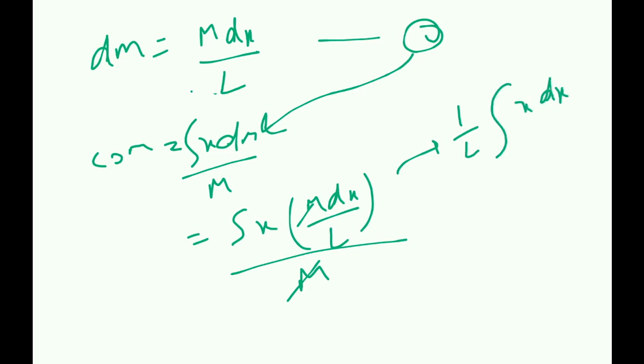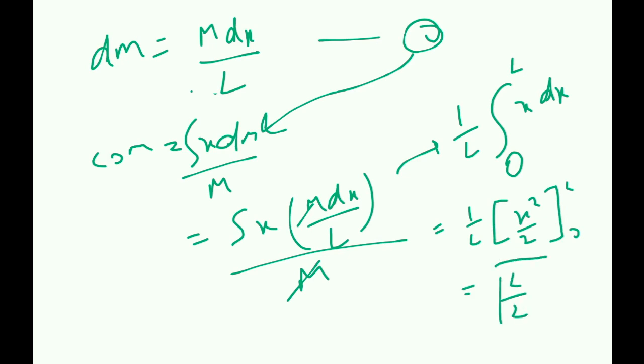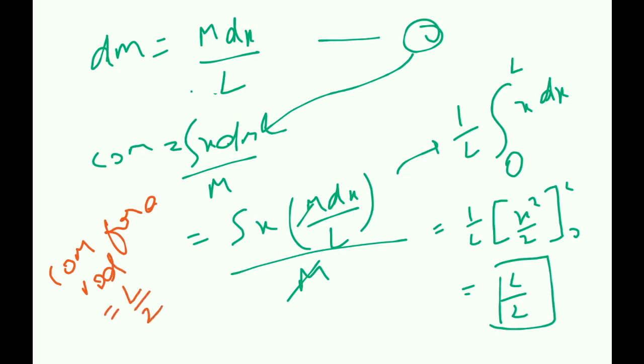Now we're going to integrate this throughout the length, right? So you take it from 0 to L. Those are going to be our limits for this integration. So when I expand it, I'm going to get 1 by L into x square by 2, from 0 to L. And that is L by 2 when you expand it. So the center of mass for a rod is given by L by 2. Center of mass for a rod is equal to L by 2. So this is a simple way to derive.